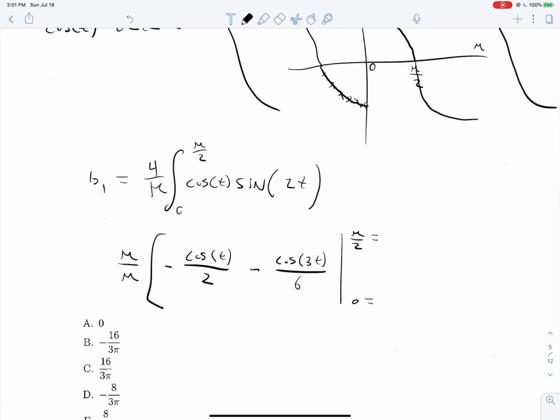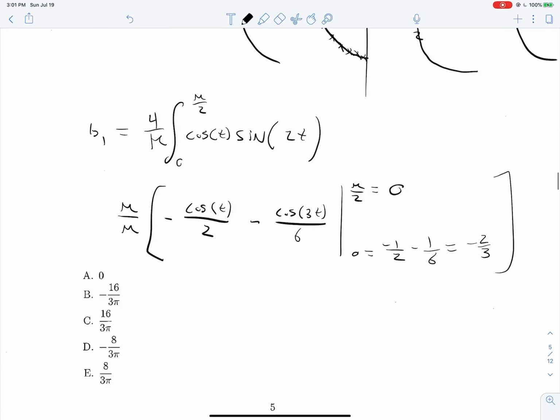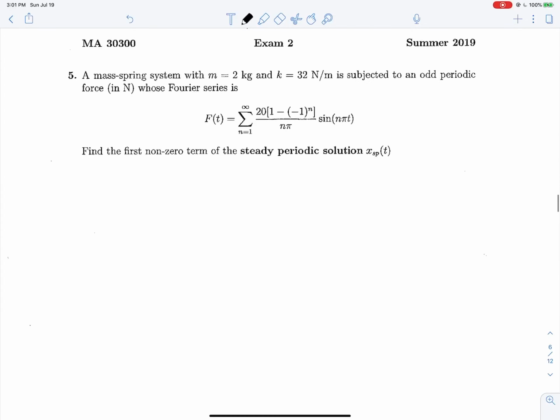So plugging in pi over 2 here, what do we get? Well, the cosine of pi over 2 and the cosine of 3 pi over 2 will both be 0. And then plugging in 0, we get negative 1/2 minus 1/6, which is equal to negative 2/3. So solving, I don't know why I have a pi over pi here. This should be 4. Solving, we have b1 is equal to 4 over pi times 2 over 3, which is 8 over 3 pi. And there's our answer. That's E.